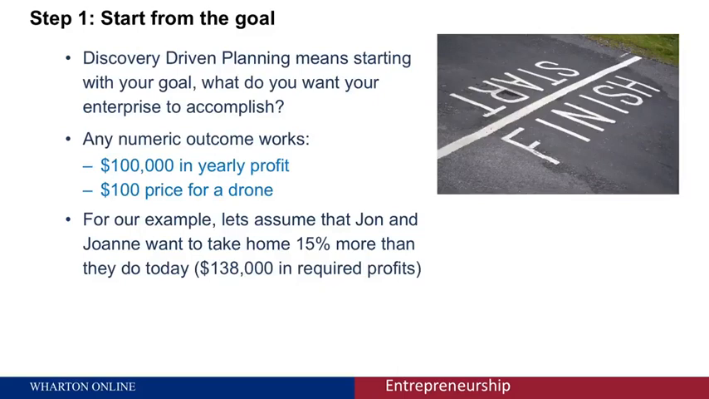In the case of John and Joanne, we've talked to them, and it turns out that they're excited by launching a business, they think it's interesting, and they really want the freedom associated with it, but they also want to earn more money than they're earning today. So they want to take home 15% more income than they do today. They're each making $60,000 in our example. So that means their business needs to generate $138,000 in profit, 15% more than $120,000, in order for them to bother launching in the first place. So that's our goal. We need $138,000 in profit for BetterDesk.